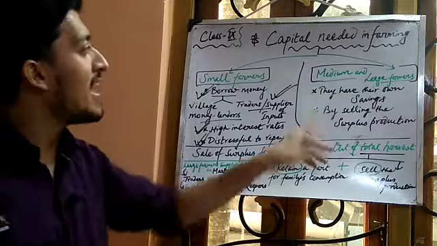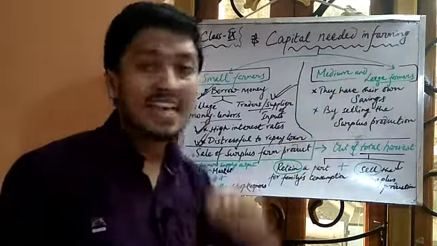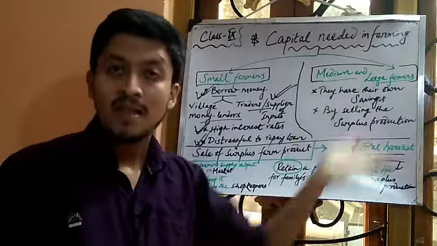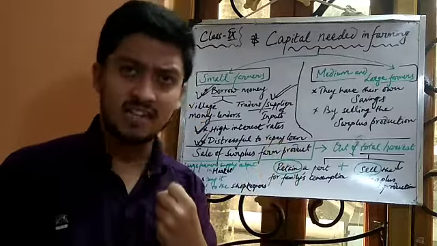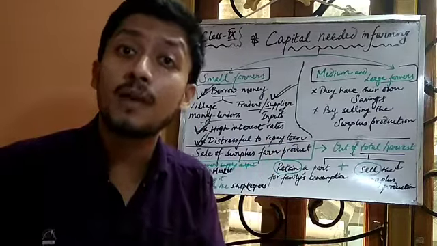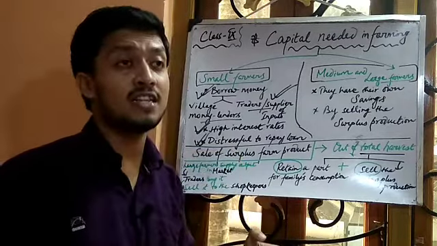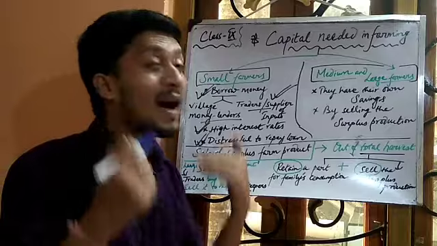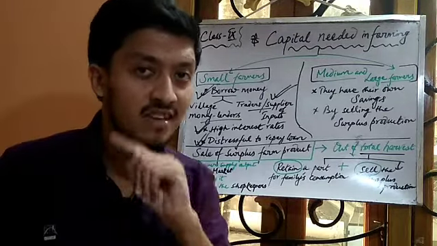Now, talking about the next one, medium and large scale farmers. As you can see from here, they are the rich farmers. They are the farmers having their own savings. They are so rich that they can afford their own farming method. They can do the cultivation, they can take up another small scale business activity by their own money. Because what they do is savings.